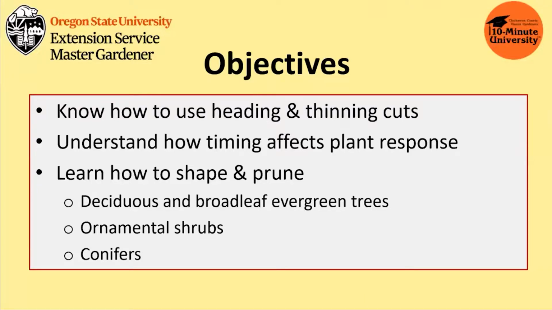So these are my objectives for the next hour. When we're done, you will know how to use the 2 major types of pruning cuts, heading and thinning. You will understand how timing affects plant response, and you will learn how to shape and prune 3 major groups of plants: deciduous and broadleaf evergreen trees, ornamental shrubs, and conifers.